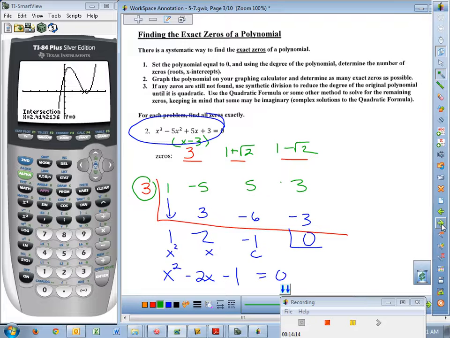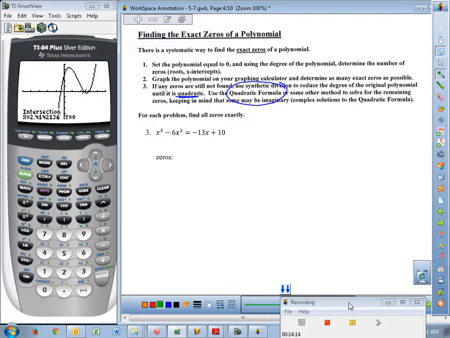Let's try it again. What's the first step? Get it equal to 0. Right? Get it equal to 0. So that'd be x cubed minus 6x squared plus 13x minus 10 equals 0. This is a cubic. How many zeros will it have? 3. 3 blanks. Punch them in.